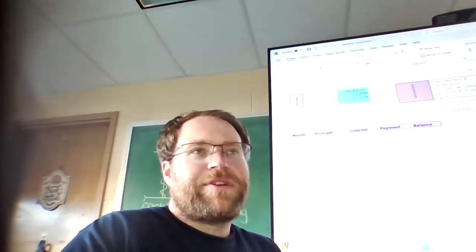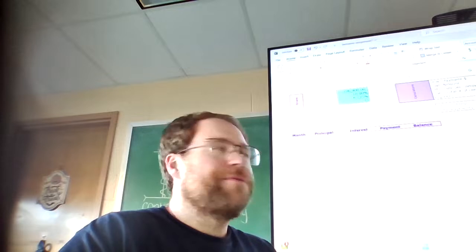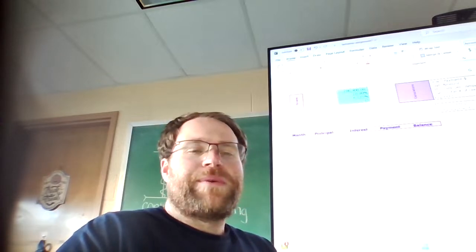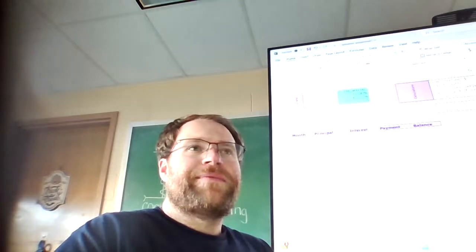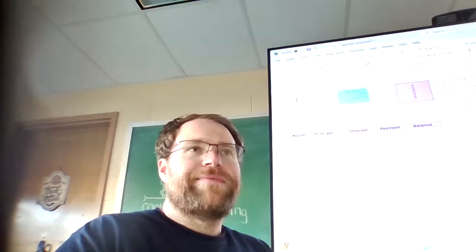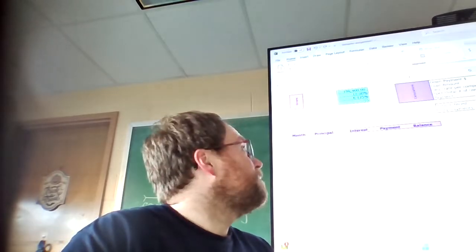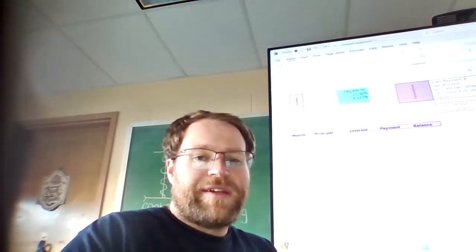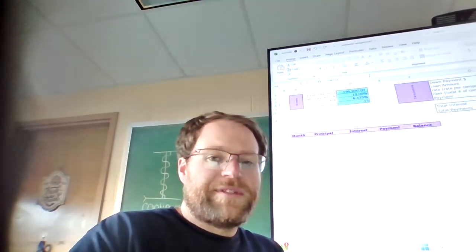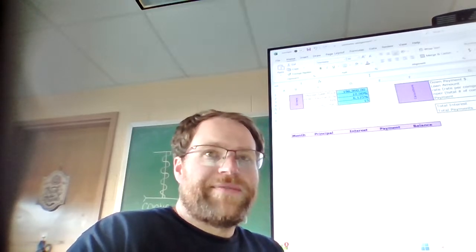Okay, the rate per compounding period. If we assume that it's going to compound monthly for this loan, what would N be in the compound interest formula? 12. So we're going to do equals and then this APR amount, the 6.125% divided by 12. So equals D4 divided by 12. Enter.